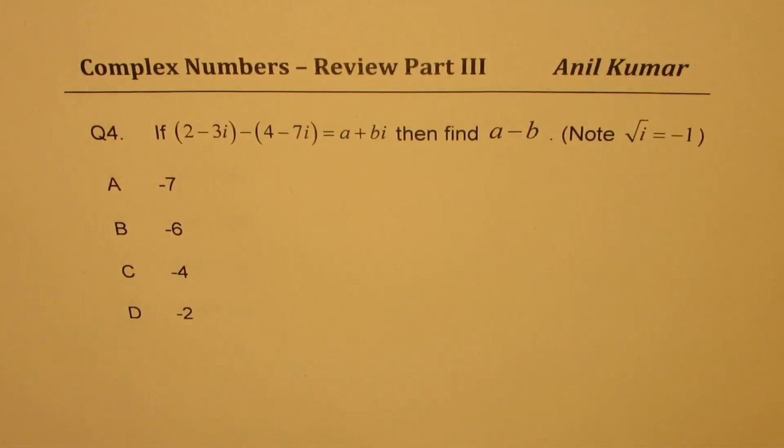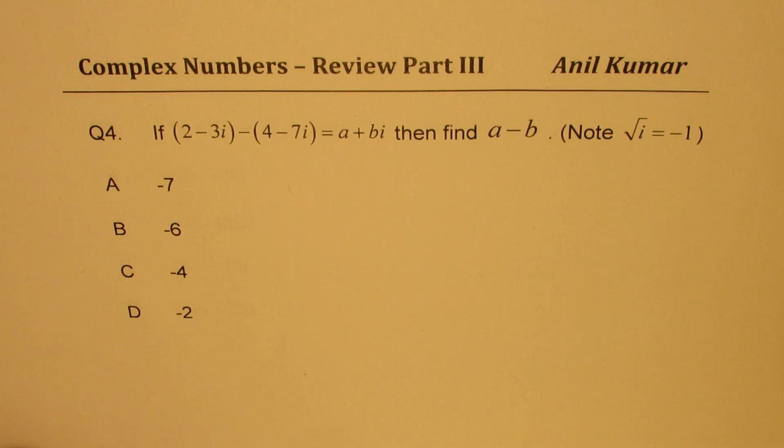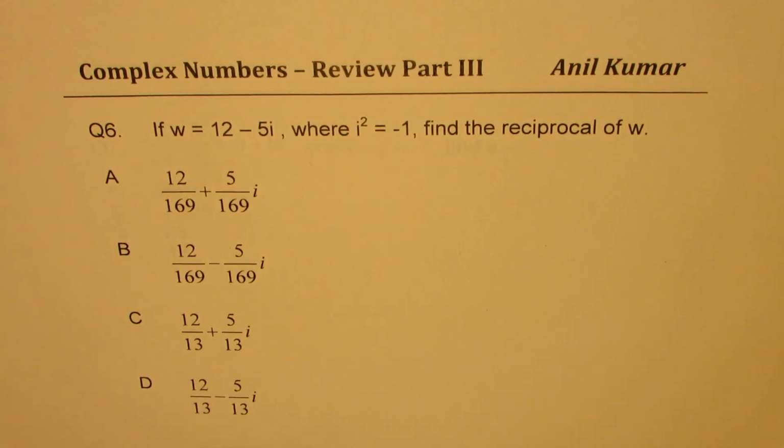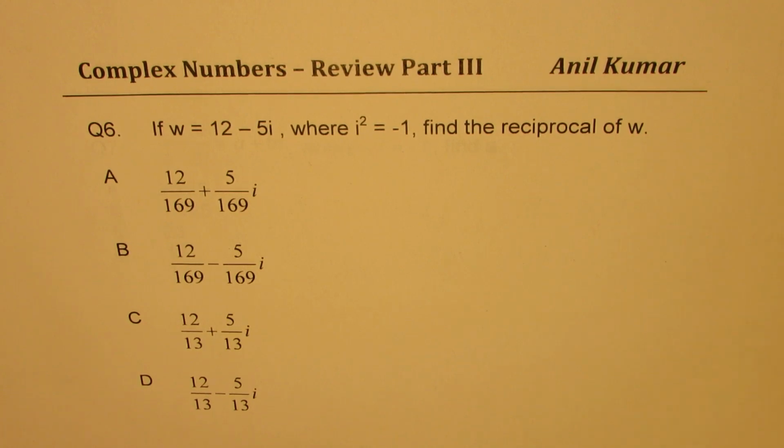Question number 4. We are given two complex numbers, 2 minus 3i and 4 minus 7i. You need to find their difference, and then write the value of a minus b. Question 5. If w equals 12 minus 5i, where i square is minus 1, find w square. In this case, if w equals 12 minus 5i, where i square equals minus 1, find the reciprocal of w, that is 1 over w, right?